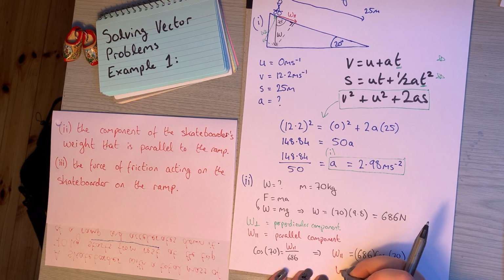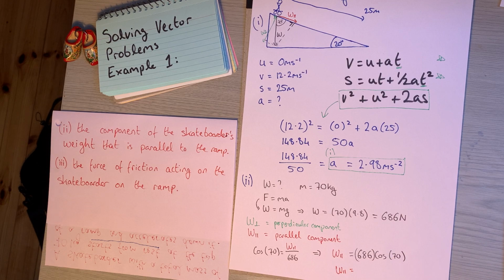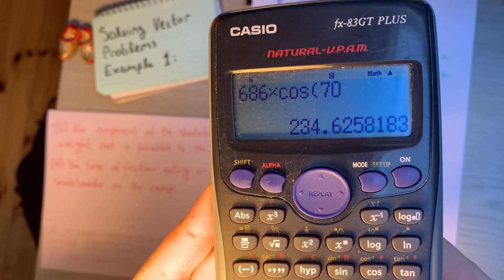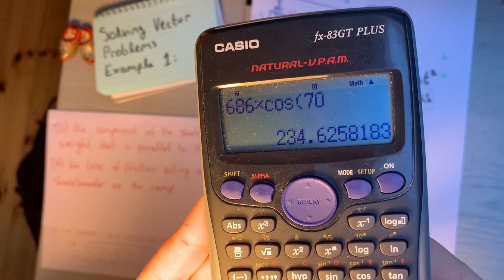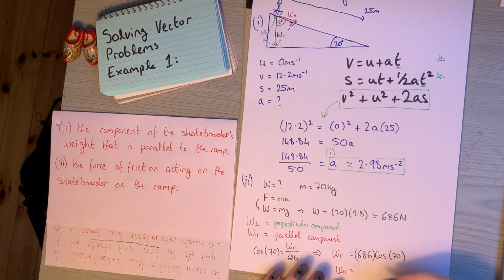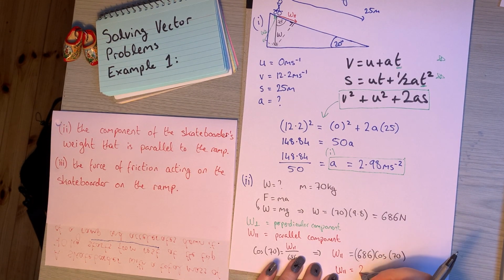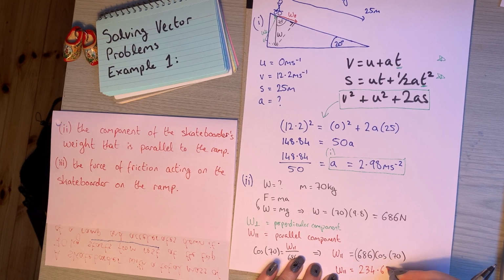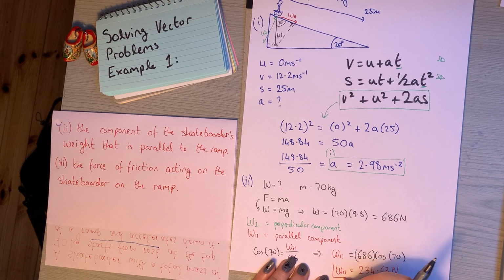So we can say that the parallel component then is equal to 686 times cos of 70, which is 234.63 newtons. And that is our answer for part two.